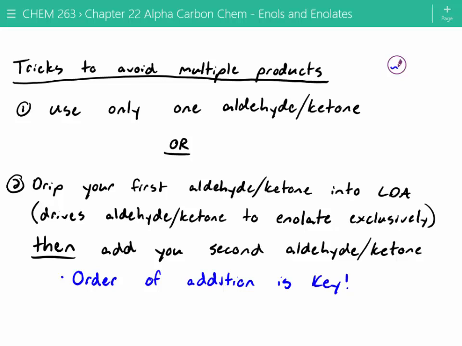But if you do it in the reverse order and add the aldehyde to a sea of LDA, then you'll exclusively get enolate before it has a chance to add into itself. So in this case, the order of addition, even for that first step, does matter quite a bit. So you don't want to add your LDA to your aldehyde. You want to add your aldehyde to your LDA. That'll make a much, much cleaner product.